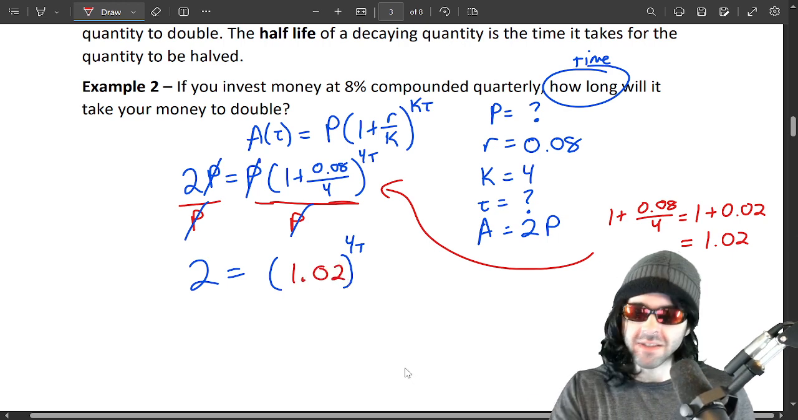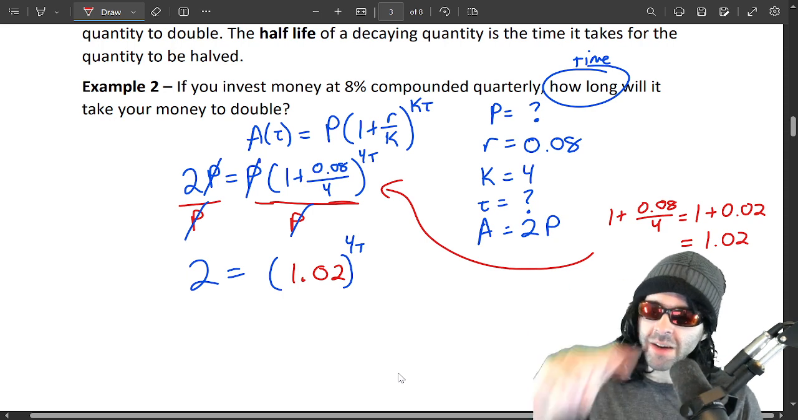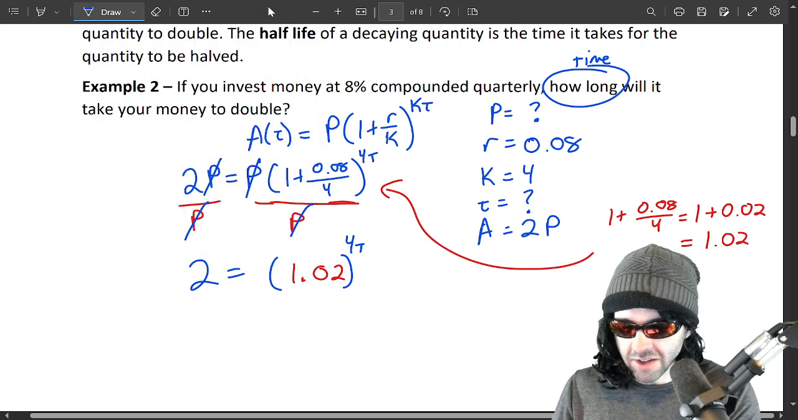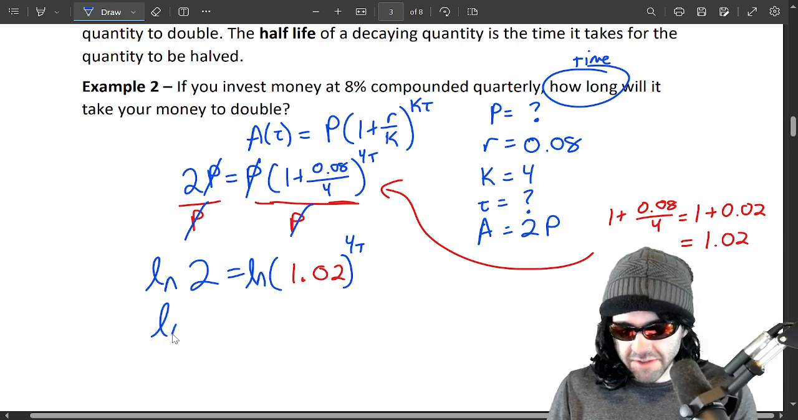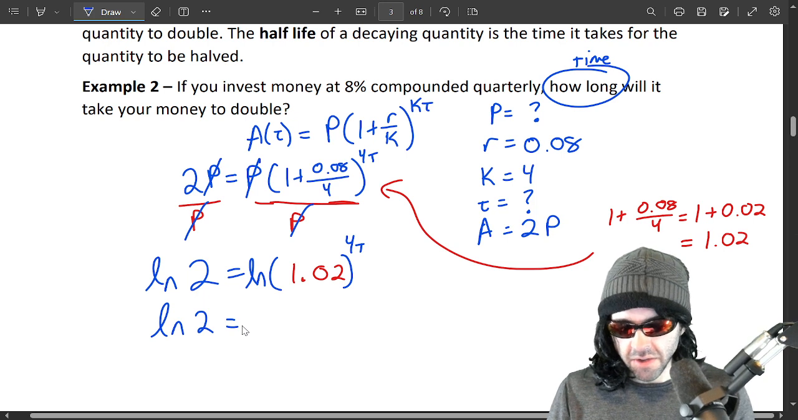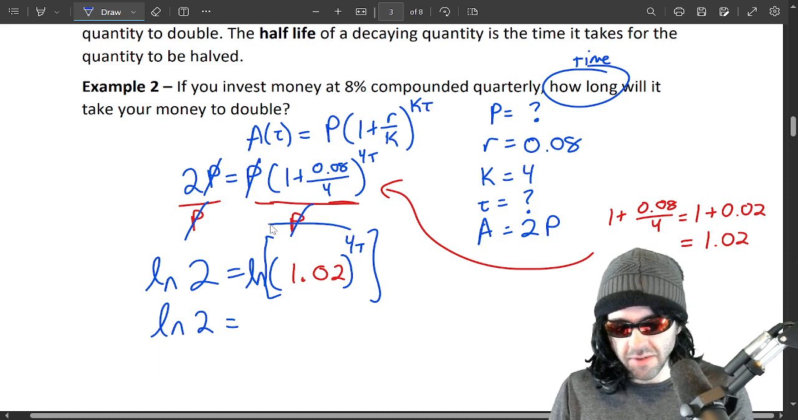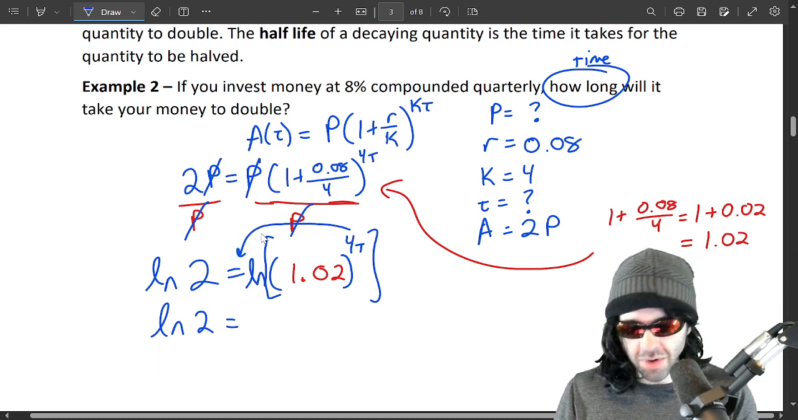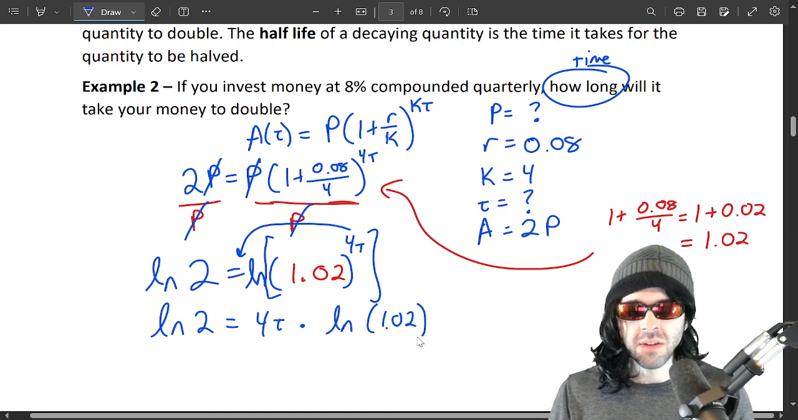How do we solve this? We have an isolated exponential function. We undo that with a logarithm. Let's take the logarithm of both sides. Any logarithm. So the left-hand side is the natural log of 2. The right-hand side, remember when we take the logarithm, that exponent comes out in front. That was one of our properties of logarithms, the exponential property. So this is 4t times the natural log of 1.02. We're almost there.